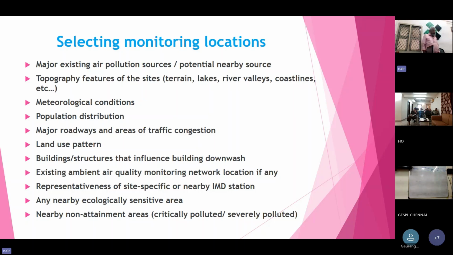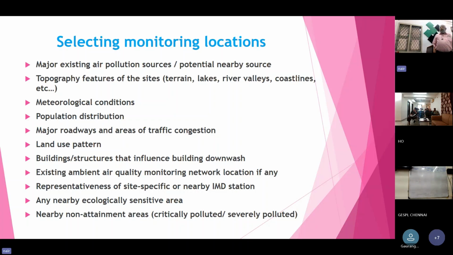What is the building structure and building downwards? The air is passing from one place, then building structures are preventing it. So the air will come out, then go downstream. So it is likely to cause another kind of heat island effect. That is why you have to think of the building structures that influence building downwards. Very important.